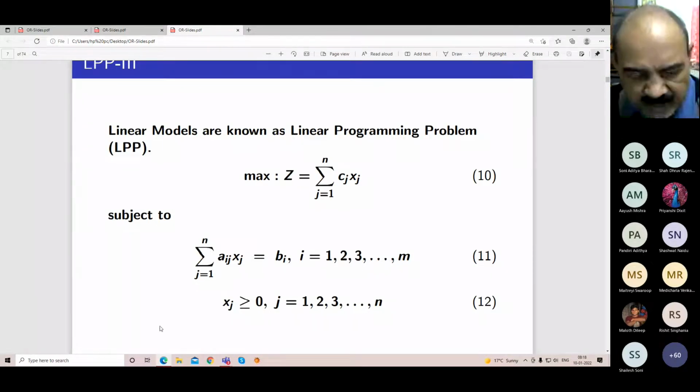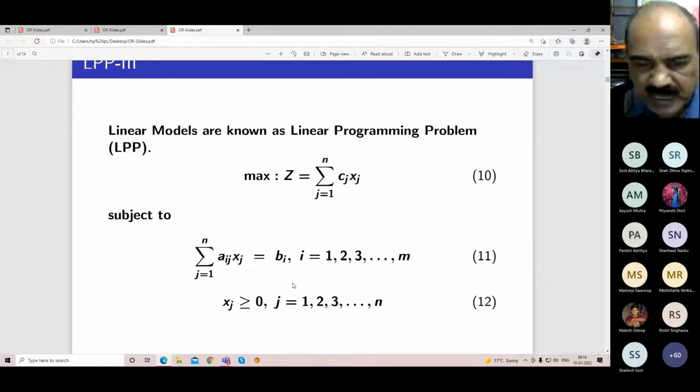If you find a problem like this, where the number of equations and the number of variables are the same, the system is consistent and has only one solution, then the optimal solution is that unique solution. So simply you solve the system, and whatever solution you find is the optimal solution.